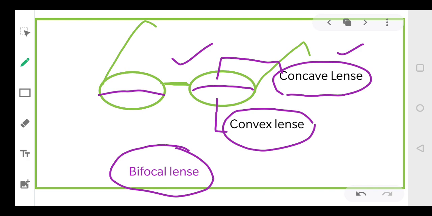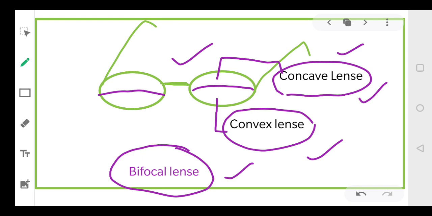Bi means two. So this lens will have its own focal length, and this lens also will have its own focal length. So we have two focal lengths, isn't it? Every lens has a different focal length. So the person will be using glasses which have two lenses fitted into them, and such a lens is called a bifocal lens.